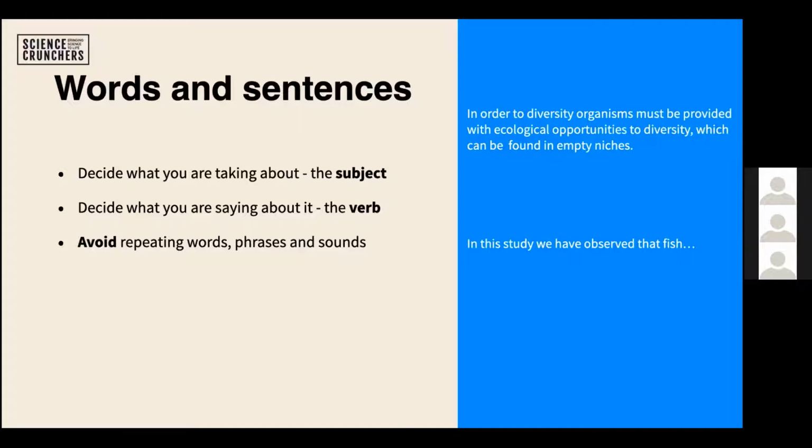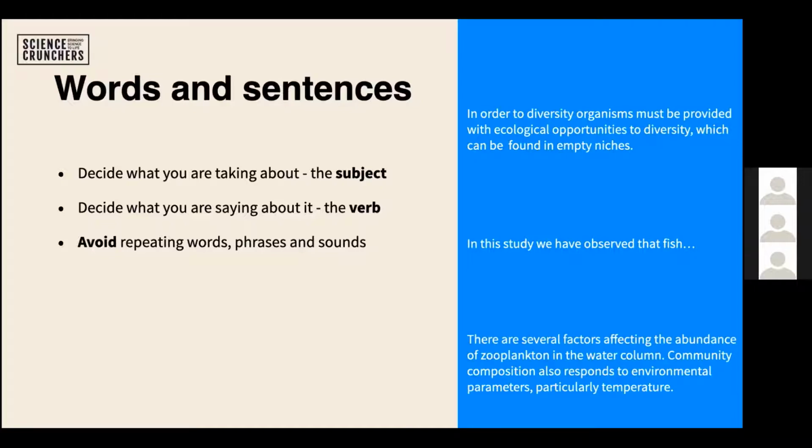Another example I see very often is something like, in this study, we have observed that fish do this or do that. Another example is, there are several factors affecting the abundance of zooplankton in the water column. Community composition also responds to environmental parameters, particularly temperature. And I would like to ask you, what is the problem of the last example? Is it too long? Is it too complex? Is it just unclear? Are there details missing? What do you all think?